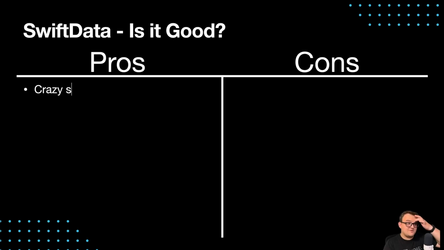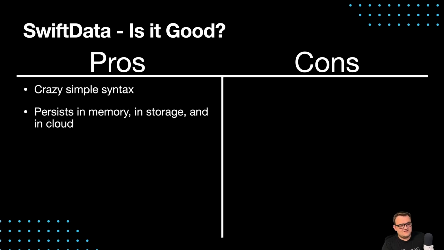First off, pro, it has a crazy simple syntax. I think obviously you've seen that. You just annotate some stuff as models, you just annotate some stuff as queries, and everything just kind of works. That's really easy. There's not a lot of code you have to write to get that working. Also, it persists the data in memory, in storage, and in the cloud if you connect with CloudKit. That's pretty cool. I've written a lot of logic over the years to have stuff go from state management to local storage and in the cloud.